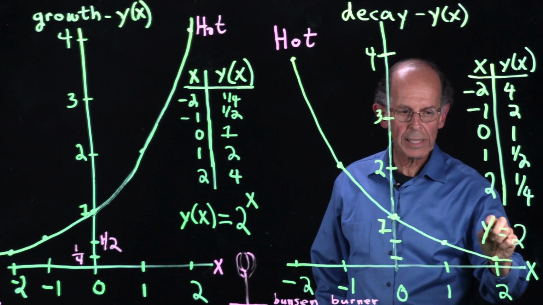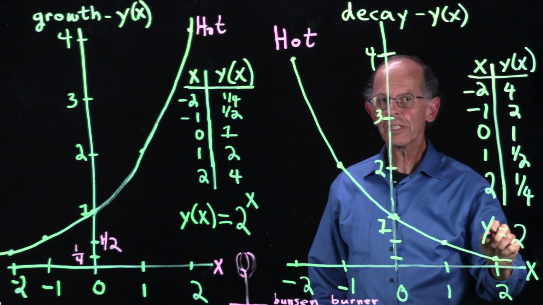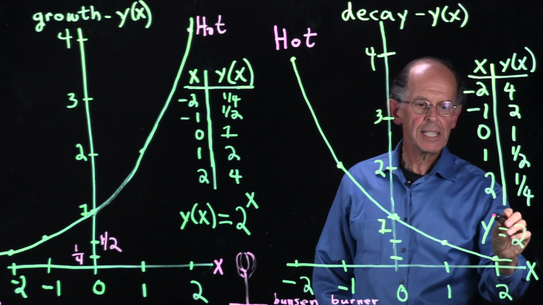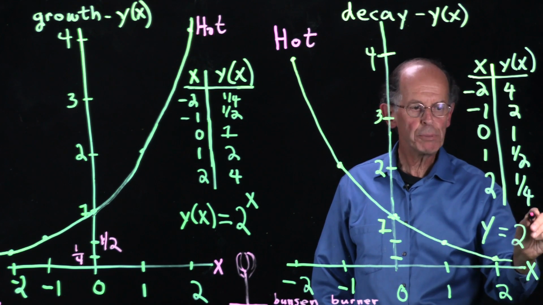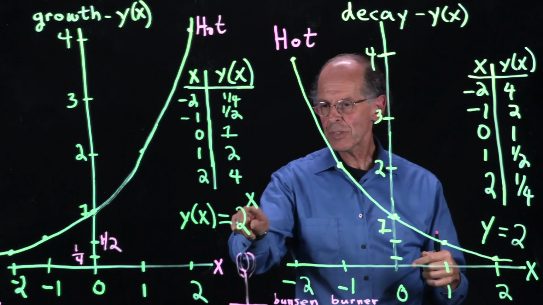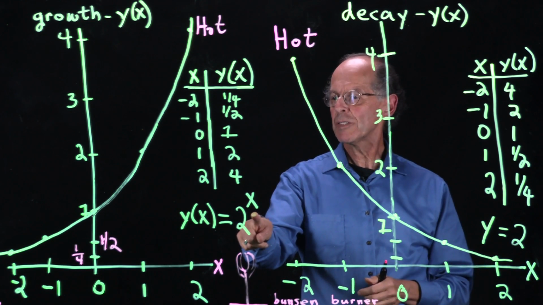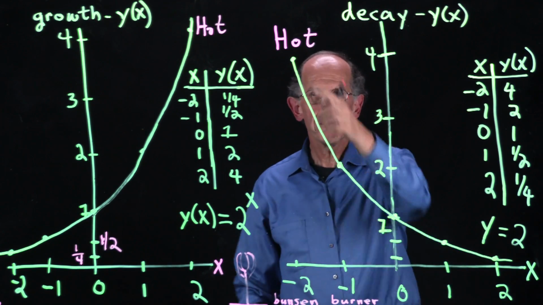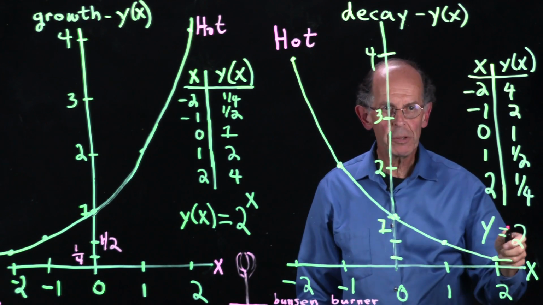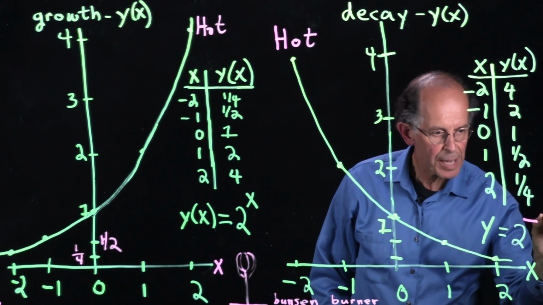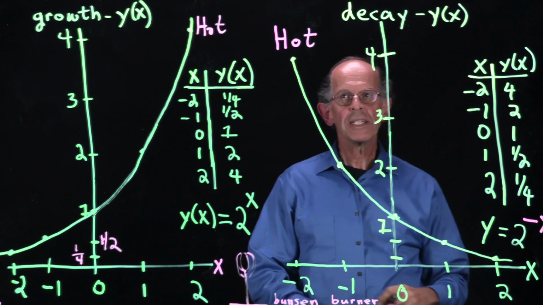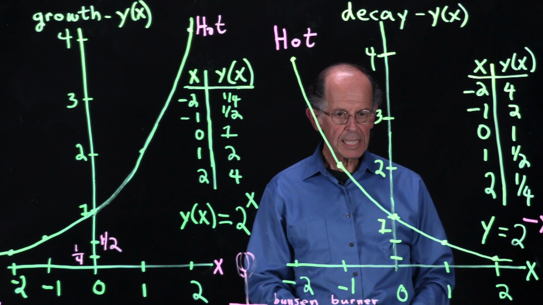So what is the relationship for the amount of heat in terms of our model? It can't be 2 to the x, because that would just make it the same as this graph. But it's backwards. And the way we write x backwards is we put in negative x. We now have a model for decay.